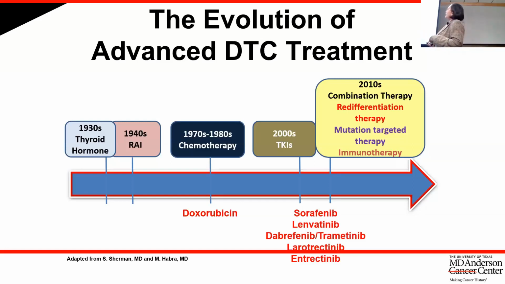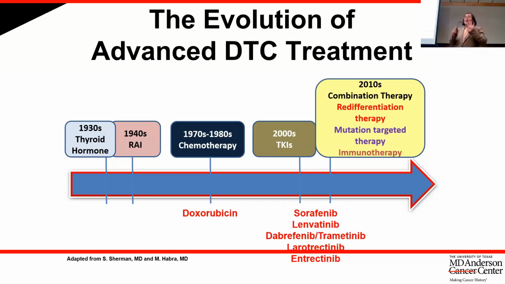So initially we started off with thyroid hormone in the 1930s, radioactive iodine in the 1940s. We read about the story of it. And then came chemotherapy with doxorubicin. We don't use it anymore. The 2000s were the era when we started seeing TKIs, sorafenib, lenvatinib, and now we have more TKIs available, like dabrafenib and trametinib. We just had a very good lecture by Dr. Konda who talked about these drugs. And then larotrectinib and entrectinib. And these are targeted therapies.